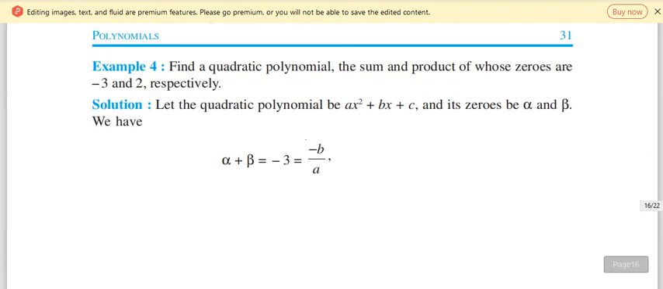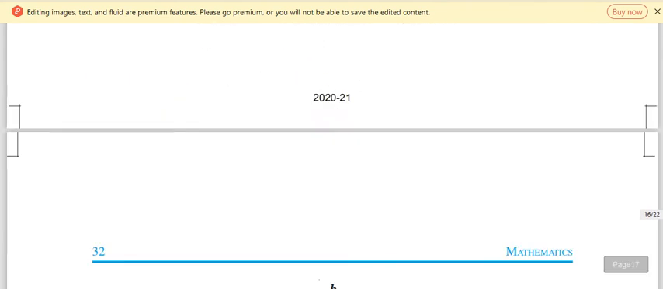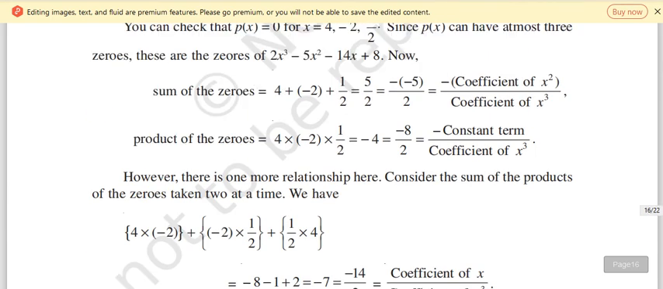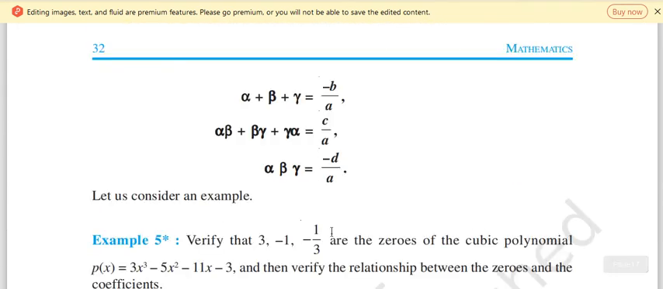Similarly, we also find the relation between coefficients and zeros of a cubic equation. If a cubic polynomial has three zeros, alpha, beta and gamma, then alpha plus beta plus gamma is minus b by a, alpha beta plus beta gamma plus gamma alpha is c by a, and alpha beta gamma equals minus d by a.